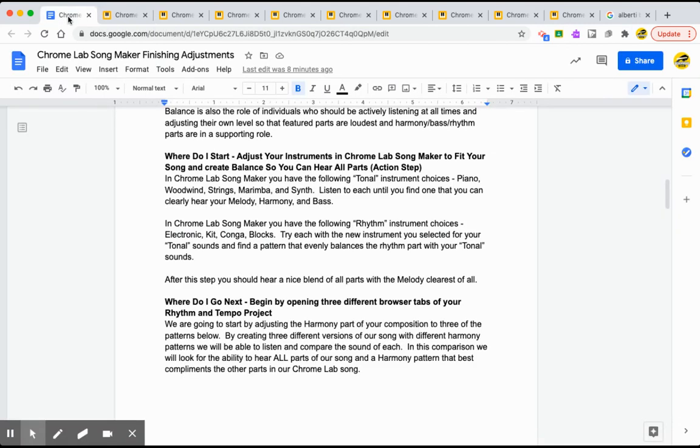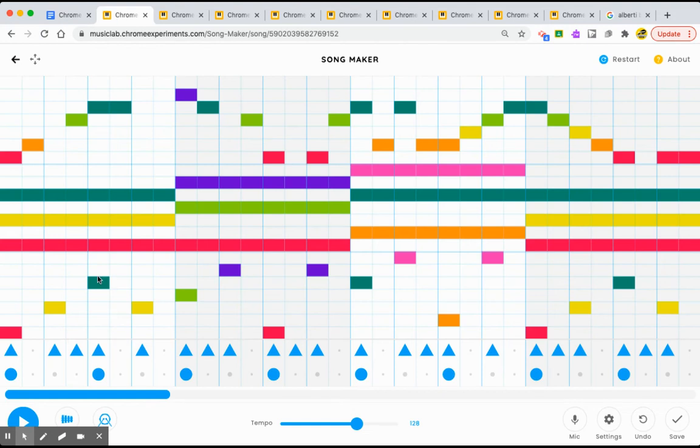So that's why the second step of my where do I start is to adjust the instruments for rhythm as well. Now, options for this are electronic, kit, conga, and blocks. So we'll go through and try these different rhythm sounds to see which one sounds best with the marimba. So the kit is going to be a combination of snare drum and bass drum. And again, I'll play this for you.